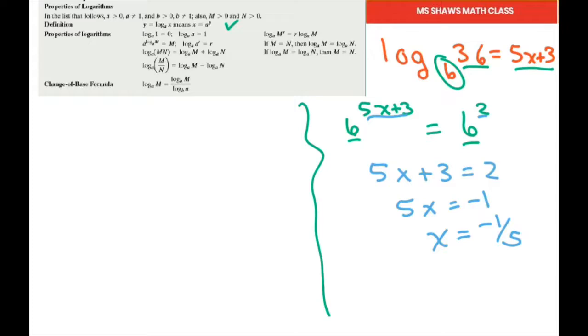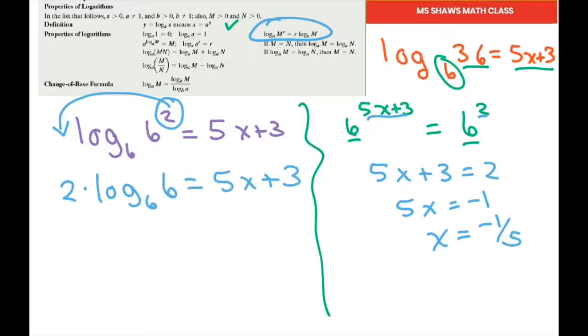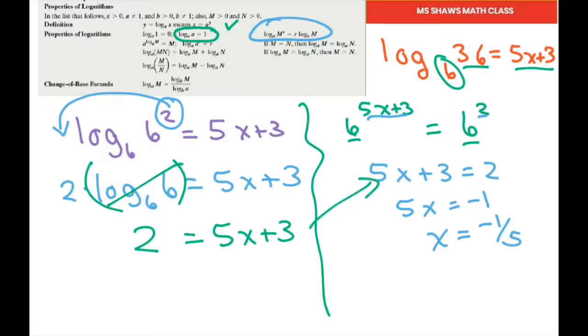Now, the other way would have been to write this as log base 6 of, go ahead and write this as 6 squared equals 5x plus 3. Move this 2 in front using the power property. So it's 2 times log base 6 of 6 equals 5x plus 3. This equals 1 right there. So that just is 2 times 1 is 2 equals 5x plus 3. And we're right back to where we started.